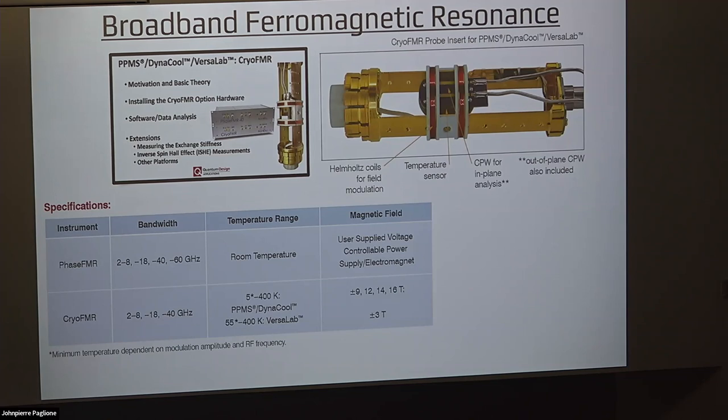You want to keep that AC modulation field as small as possible. But you're right, that's one of the costs of doing business in cryogenics, dealing with these heat loads. One nice thing about the MPMS-3 is it actually has a modulation coil built into the superconducting magnet, which is kind of nice.